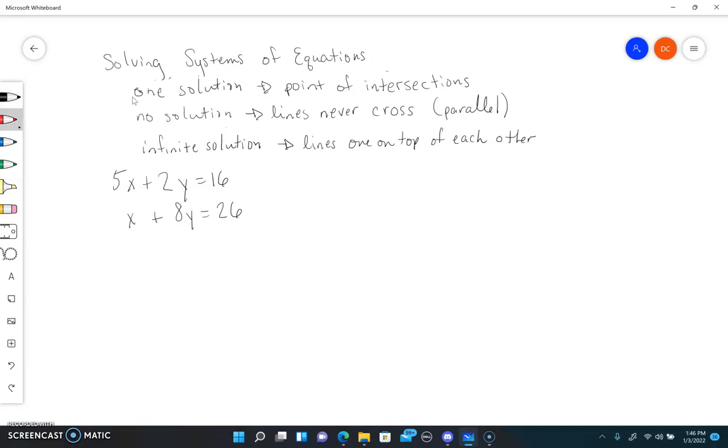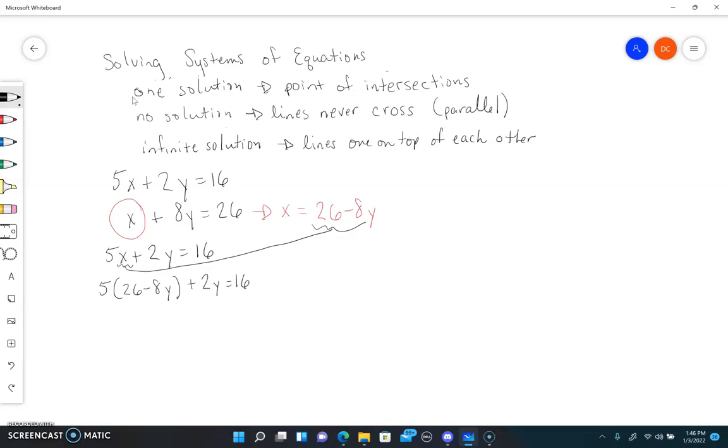I can look here and I see that my x has a coefficient of 1. So I'm going to use the substitution method. I'm going to solve for x here. So I get that x equals 26 minus 8y. All right, so I'm going to use my other equation that I was given. I'm going to replace this x with this 26 minus 8y. So 5 times 26 minus 8y, plus 2y equals 16.